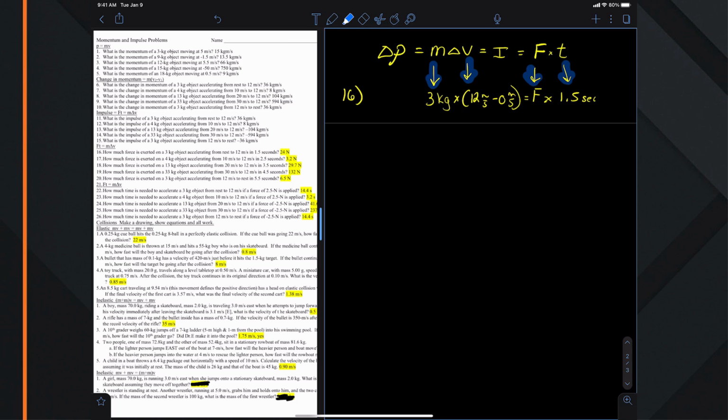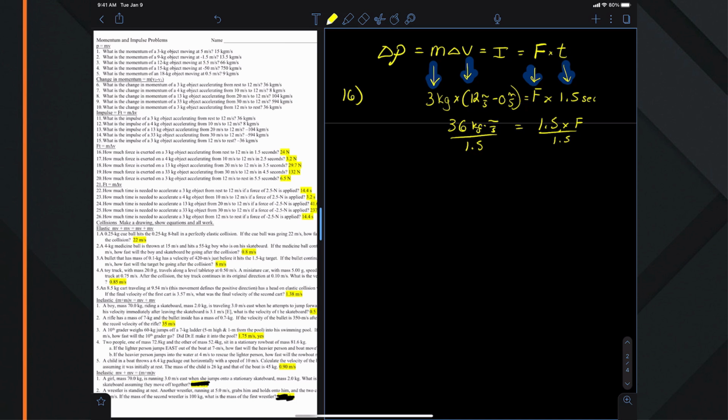All right, we know what the left-hand side is. That's 36 kilogram meter per second. On the right-hand side, you'd have 1.5 seconds times your F. To get rid of that, you have to divide both sides by 1.5.